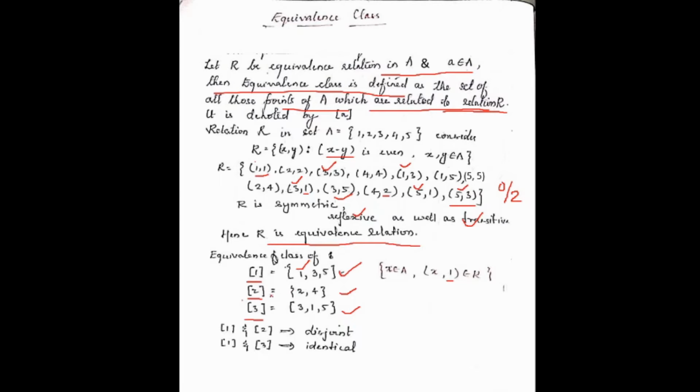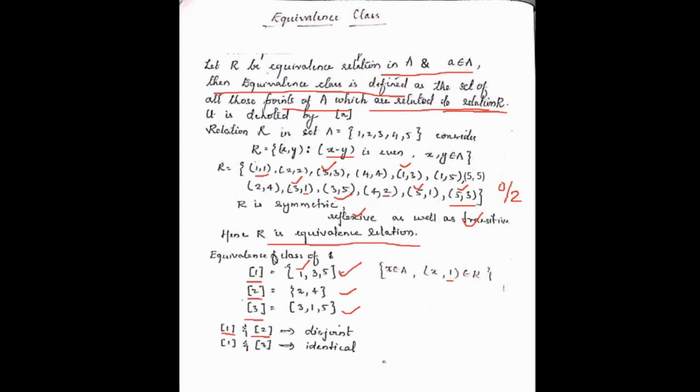Okay. Any two equivalence classes are either disjoint or identical. Now here we have 1 and 2: the equivalence class of 1 and the equivalence class of 2. They are disjoint. Why are they disjoint? Because nothing is common in them. When we say identical, then they have the same elements. See, 1 and 3, they have the same elements, right? 1, 3, 5.